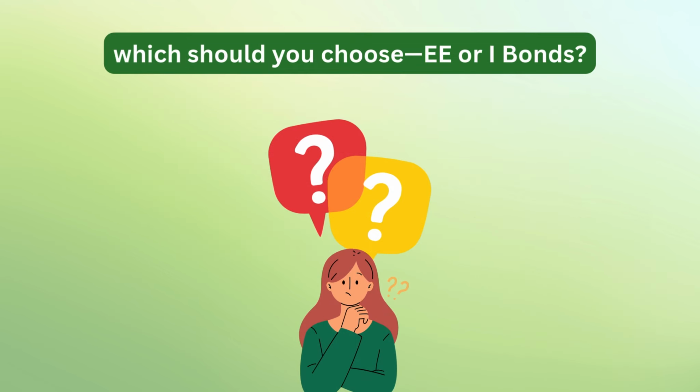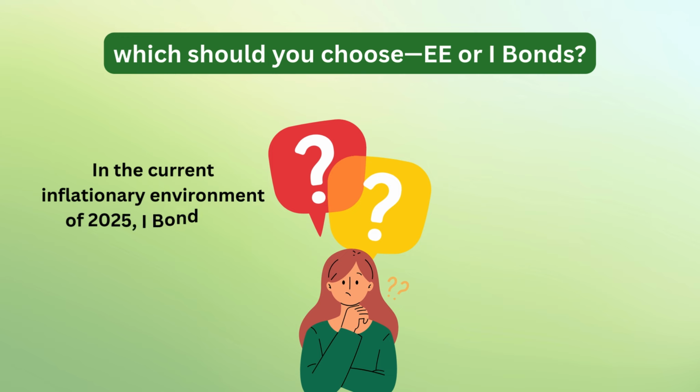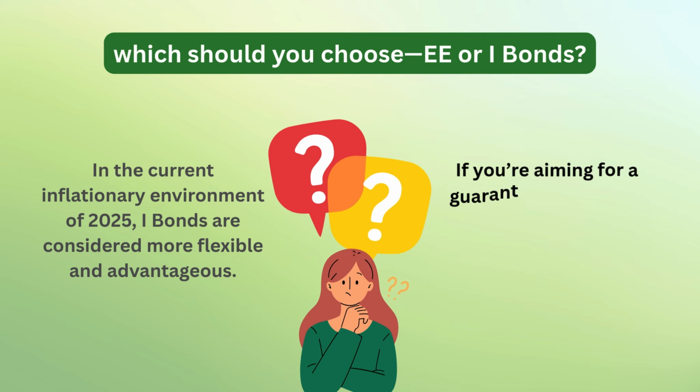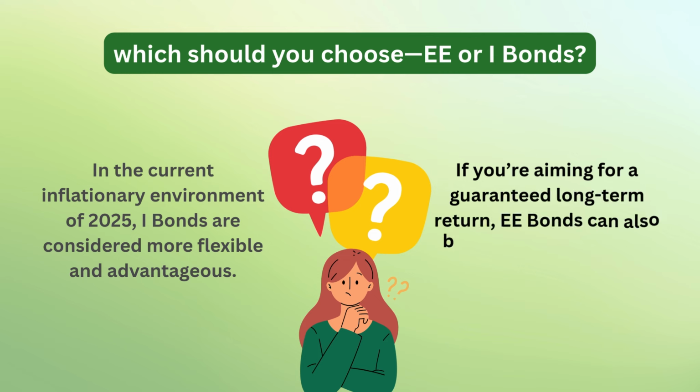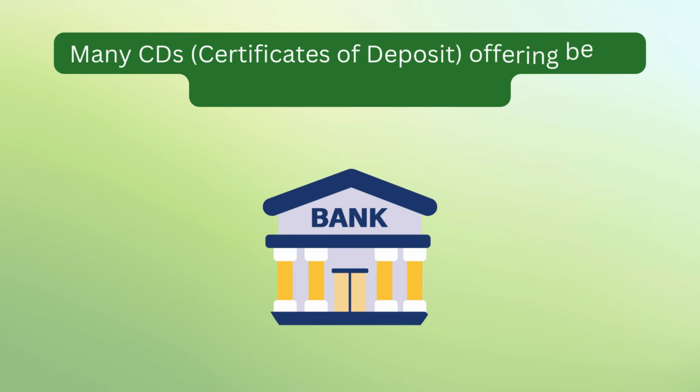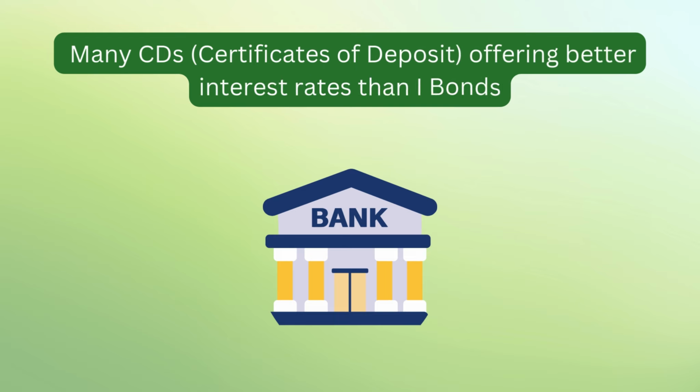So, which should you choose, EE or I bonds? In the current inflation environment of 2025, I bonds are considered more flexible and advantageous. However, if you are aiming for a guaranteed long-term return, EE bonds can also be an attractive option. Currently, there are many CDs, certificates of deposit, offering better interest rates than I bonds. CDs are available with terms as short as 3 months, and they offer more flexibility in accessing your money compared to bonds or treasury securities.